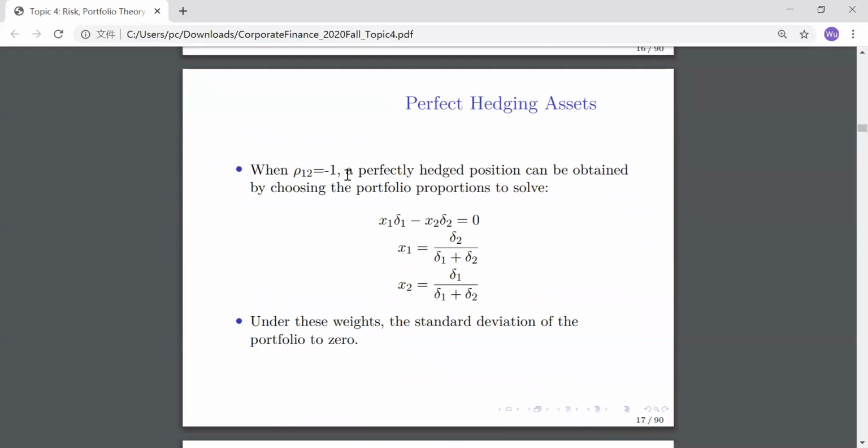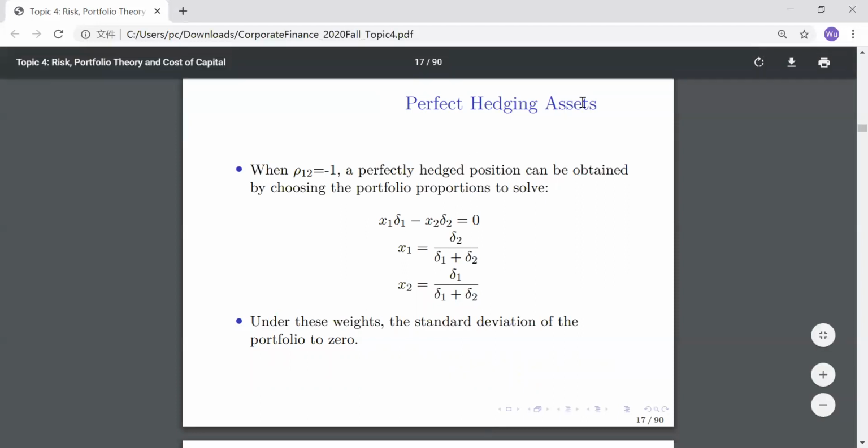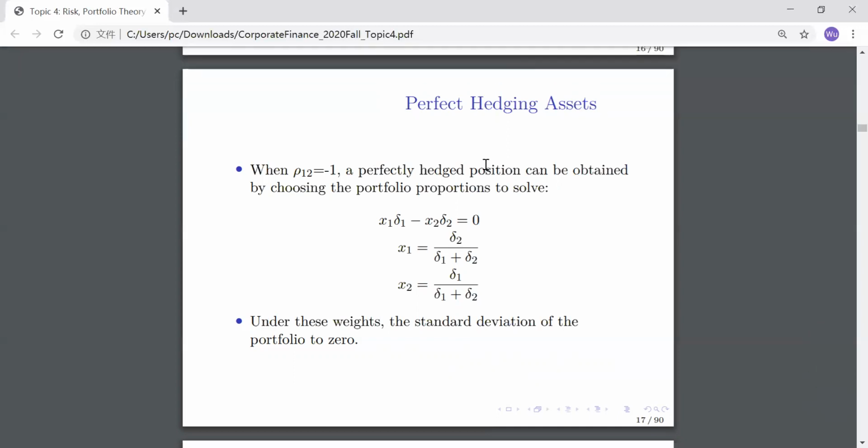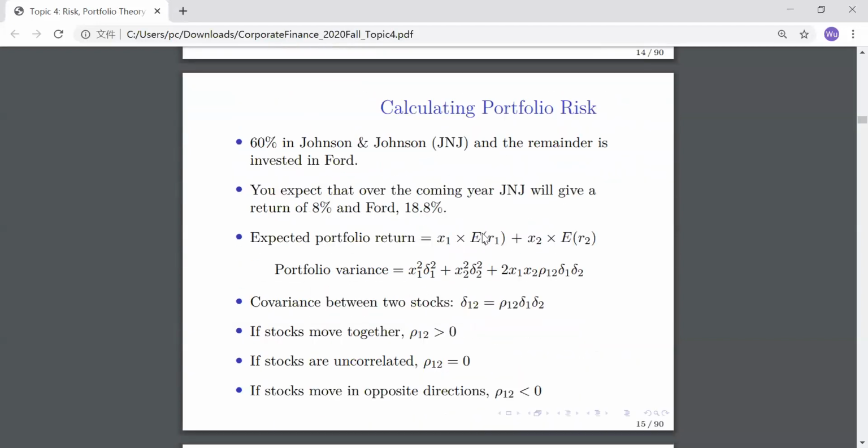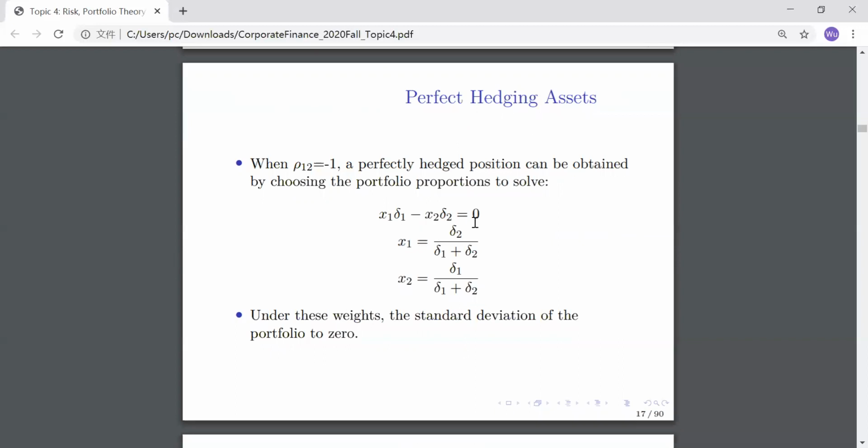In the extreme, like we just talked about, you can have perfect hedging assets, whose returns move in exactly opposite directions. In that case, if the correlation coefficient equals -1, we can solve the portfolio allocation, meaning how much in Ford and how much in Johnson & Johnson. So we can solve for the optimal portfolio allocation that gives us the lowest risk, the lowest portfolio variance. Basically, we can set this formula to 0 where rho 1,2 equals -1. Now that is the thing we get.